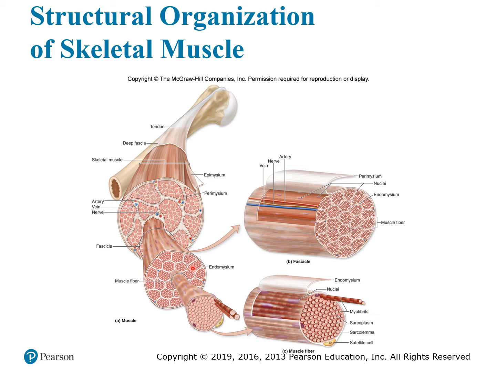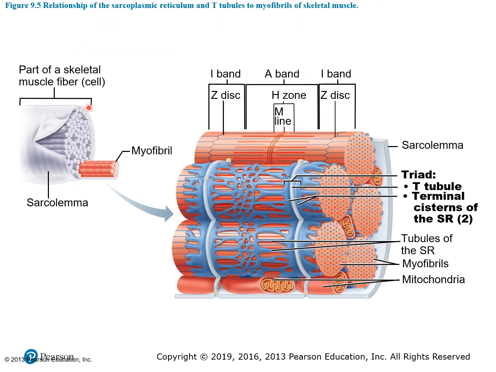If we take a look at the muscle fiber and zoom in on it, here's the muscle fiber. You can see that the muscle fiber is protected by a membrane known as the endomysium, and then underneath the endomysium there is the sarcolemma, which acts as the plasma membrane, and the muscle fiber is known as our muscle cells.